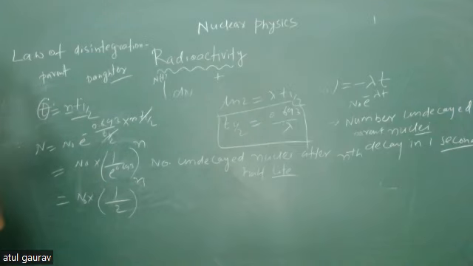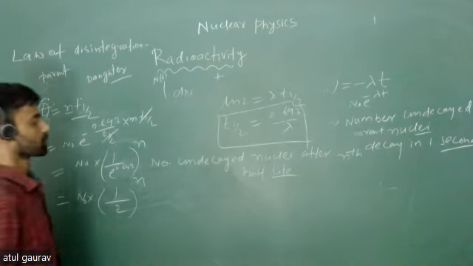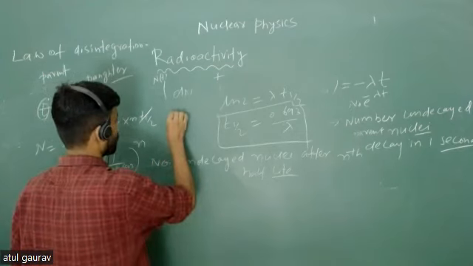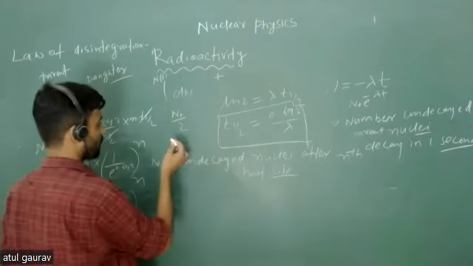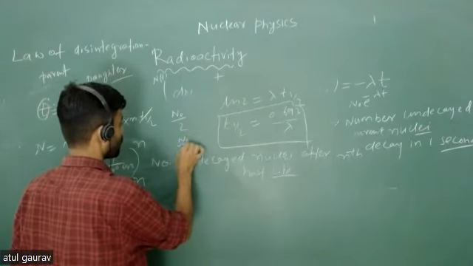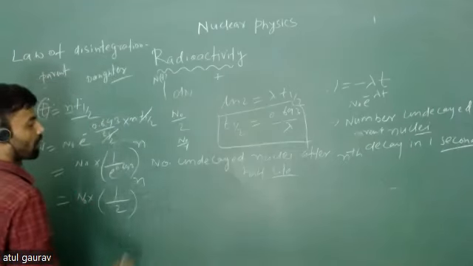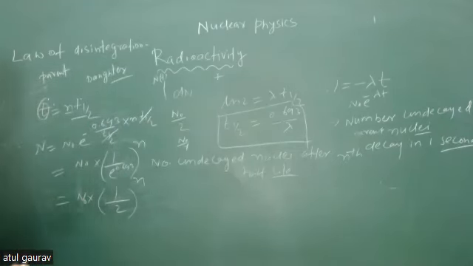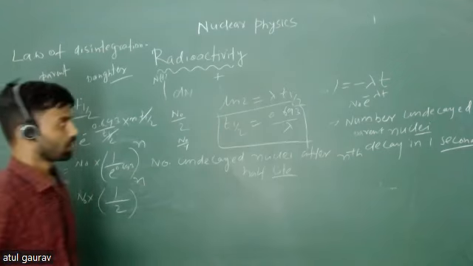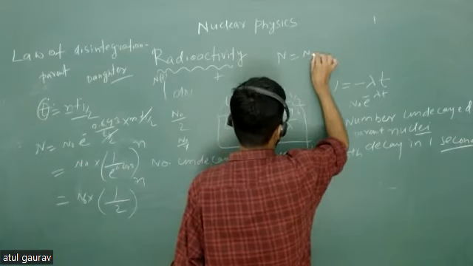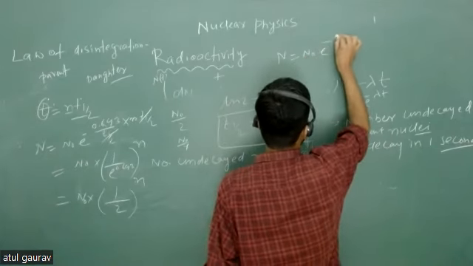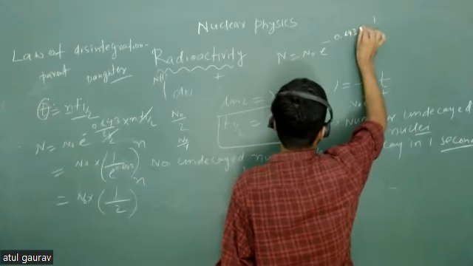Sir, what does nth half-life mean? After 1 half lifetime, the number of undecayed nuclei becomes N naught by 2. After the second half lifetime it will become N naught by 4. Okay sir, it always becomes half of the initial. Okay. Also you can write this equation: N equals N naught exponential minus 0.693 t by t half, right?